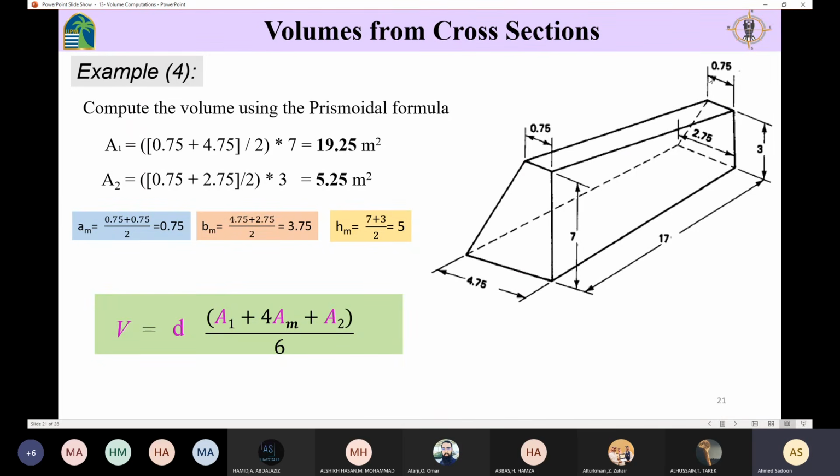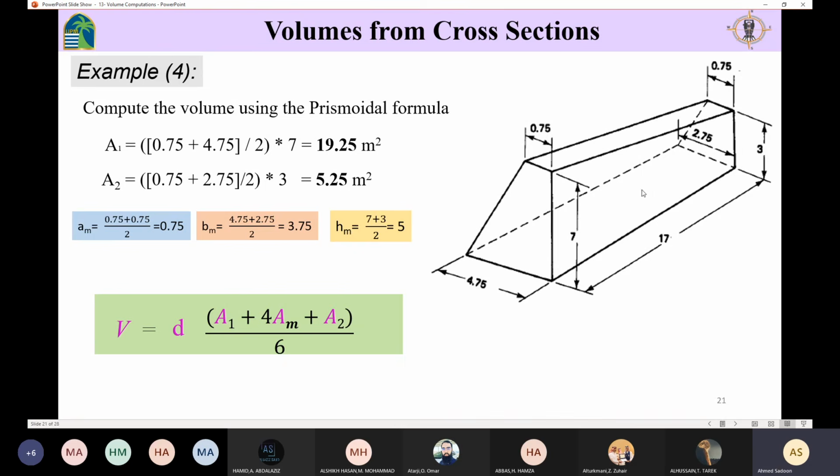Of course, if this one is 0.75 and this one is 0.75, the value of AM is going to be 0.75. Then we are also going to determine the dimension here. It's going to be referred to as BM. It's going to be this dimension plus that dimension over 2. And I also need to determine the height of the midsection. It's going to be this height plus that height over 2. Now I have created the dimensions for the midsection.